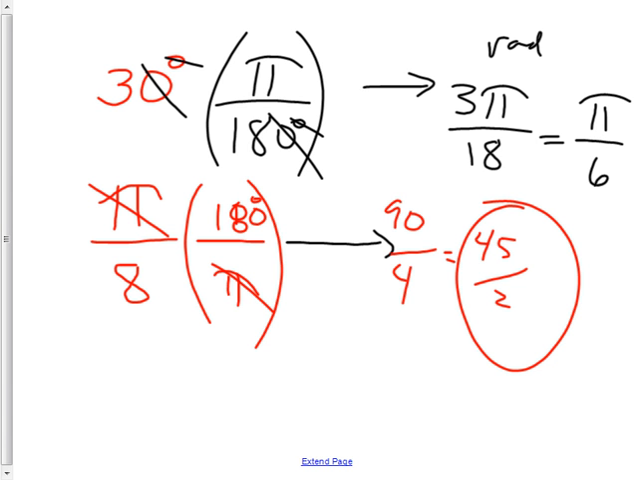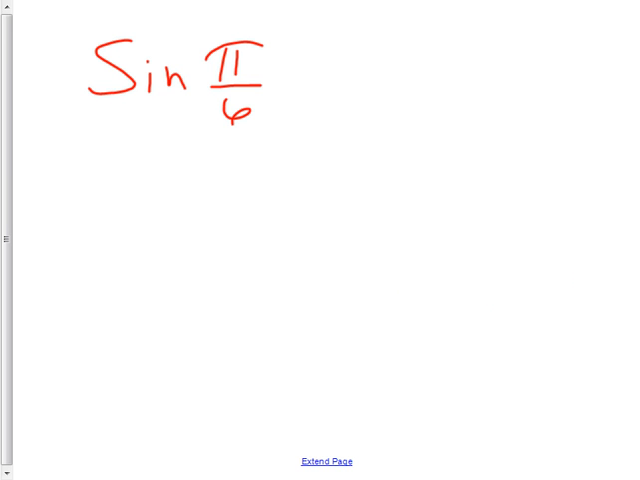And that would end up being a decimal if you really wanted to know. Half of 45 would be 22.5. And you could do that if you can do it in your head. Just don't have a calculator, that's all. All right. Moving on. Sine of pi over 6.